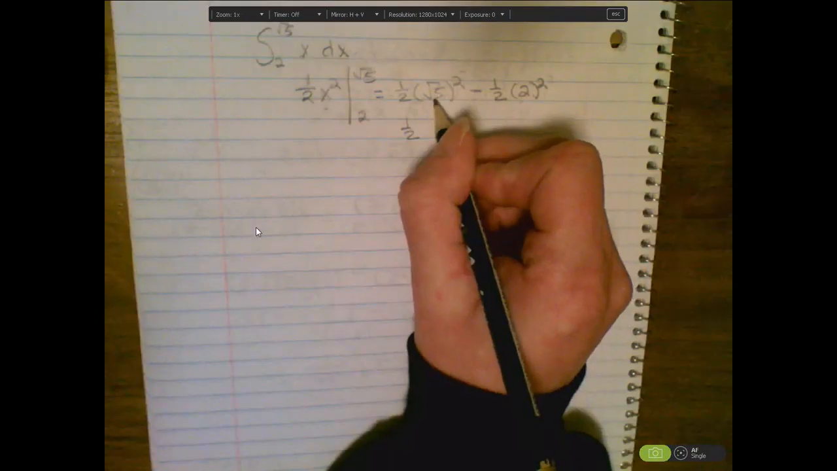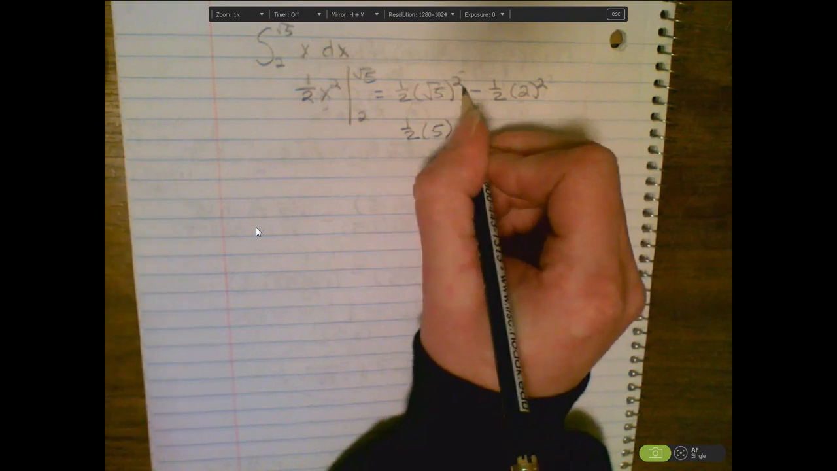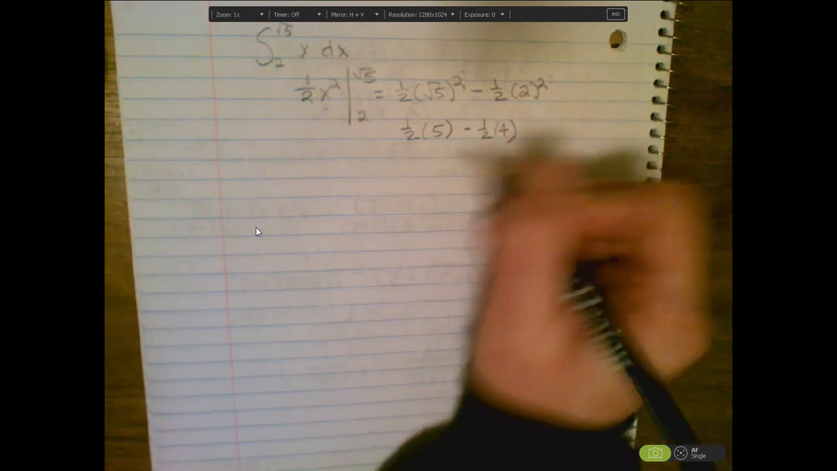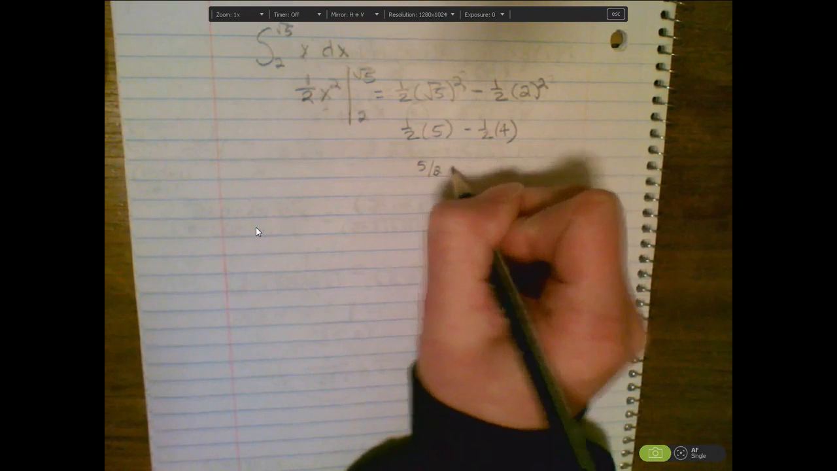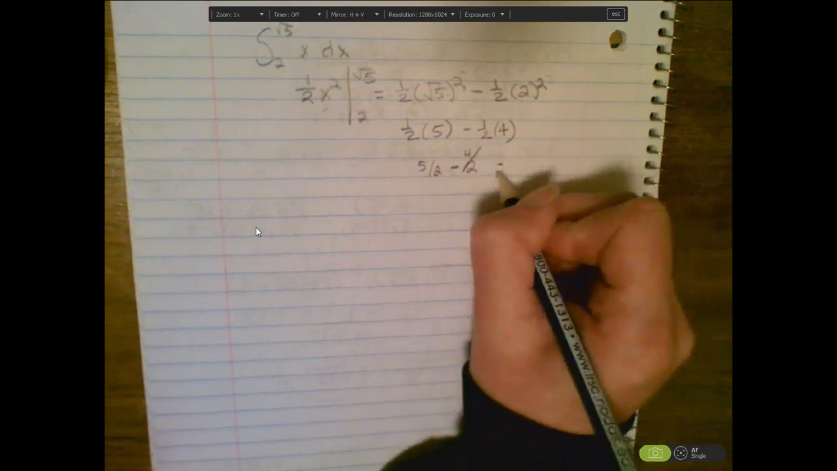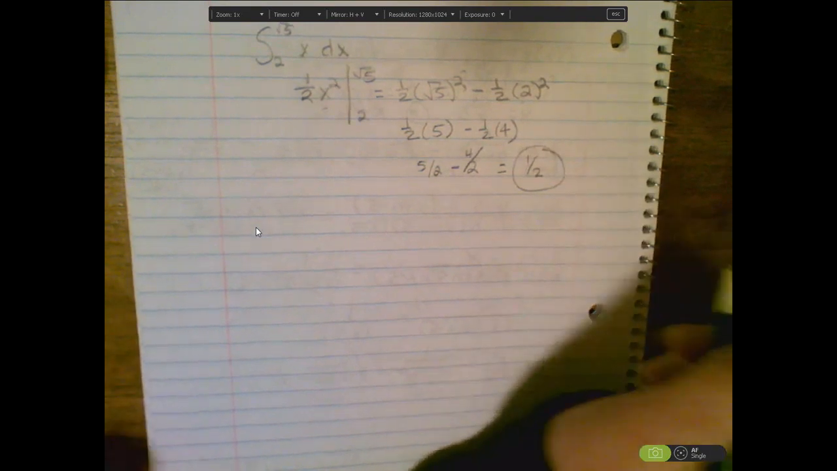The square root of 5 squared is simply 5. The square root sign and squared cancel each other out. 1/2 times 4. So this becomes 5/2 minus 2. Actually, I'm going to write this as 4 over 2 just to make this easier. So this is 1/2. So my area under the curve is 1/2.